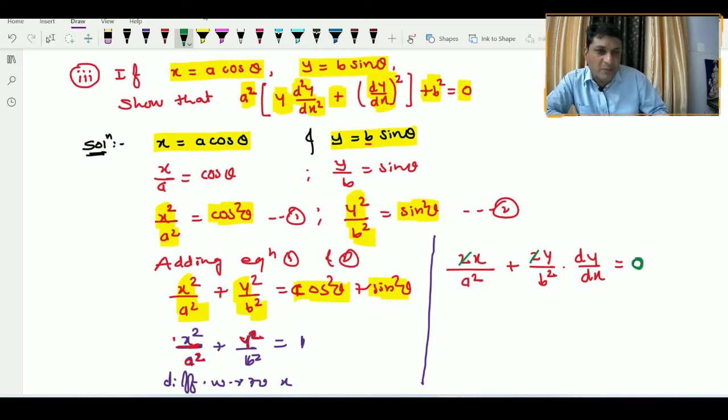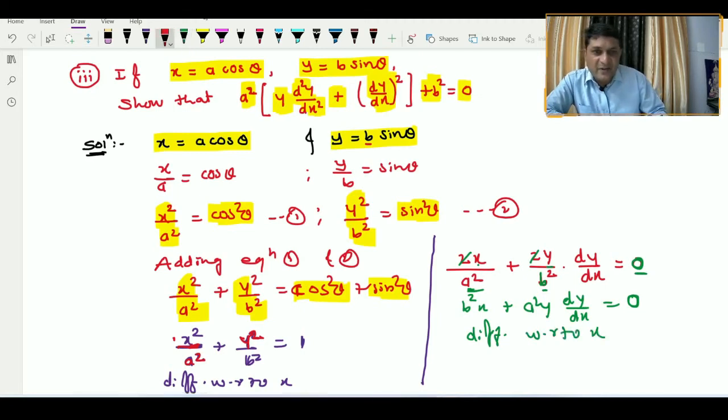Now I am taking cross multiplication. So this b square into x will be b square x plus a square into y will be a square y into dy by dx, and in the denominator we will get a square b square, which will get multiplied on this side. So on this side 0 into a square plus b square is a square b square. Now differentiate it with respect to x.